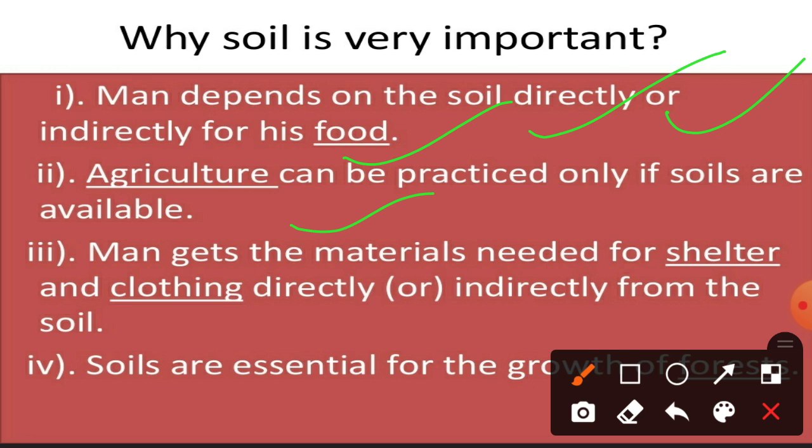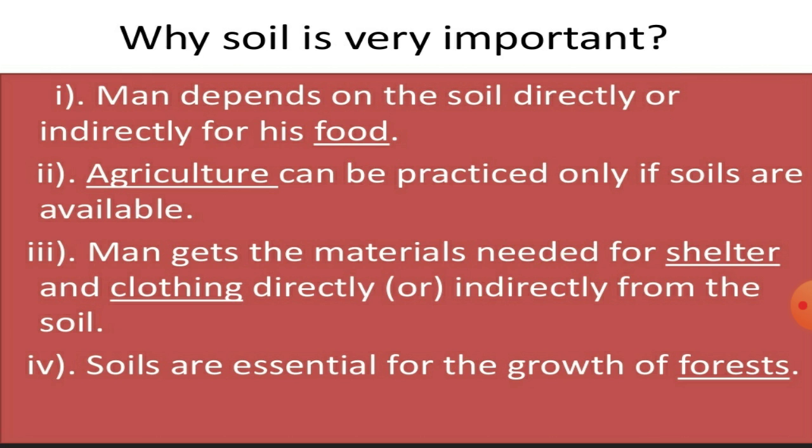Agriculture can only be practiced in the soil. Man gets the material needed for shelter and clothing directly or indirectly from the soil. Like cotton, we get cotton from the farms, from the soil. We get jute from the farm, from the soil. So it means the material needed for shelter and clothing is also directly and indirectly affected by the soil. Soil is essential for the growth of forests. Without forests, we can't get air to breathe, oxygen. So for survival, for breathing, soil is very important.